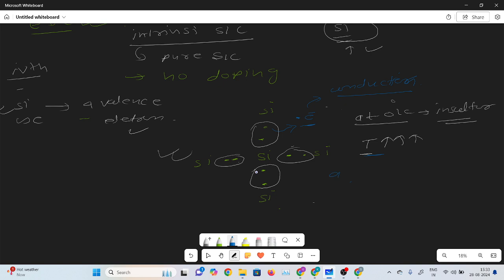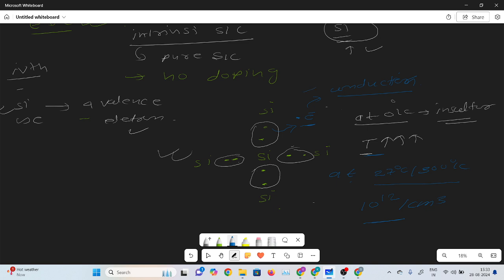At room temperature, meaning 27 degrees Celsius, or 300 Kelvin, how many free electrons are there at that temperature? It is observed that only about 10 to the power 12 free electron concentration is there per unit volume.